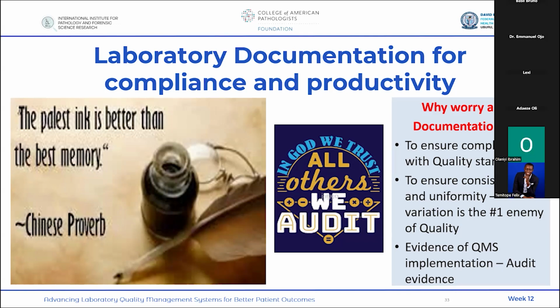So we comply with documentation policy, one, to meet the requirements of quality standards, to ensure consistency and uniformity. Variation is the number one enemy of quality. And then when we have good documentation, we are always a friend of assessors when they come around.